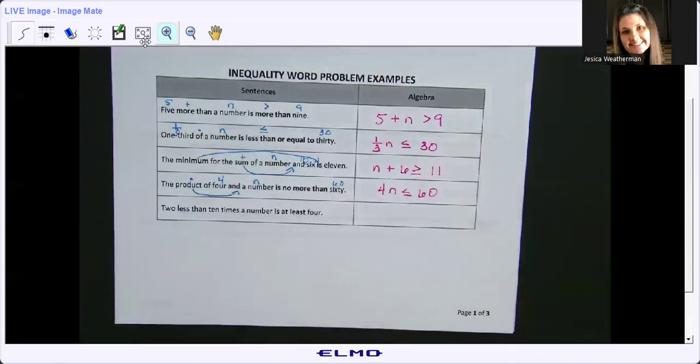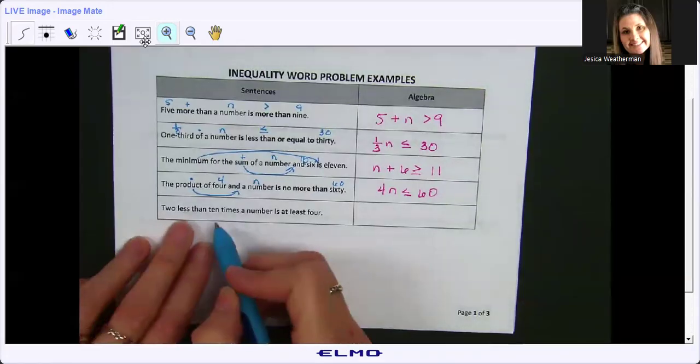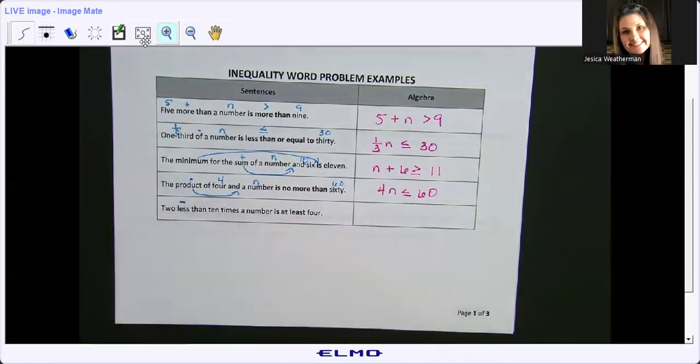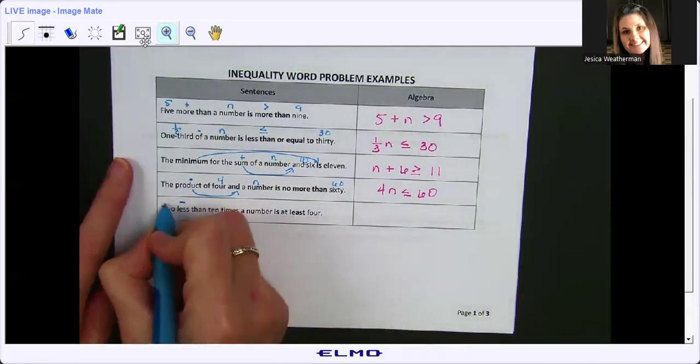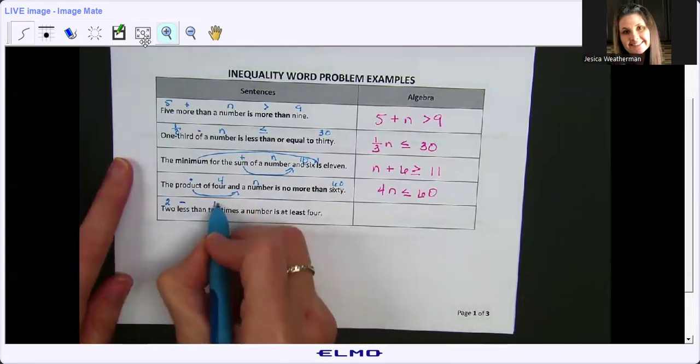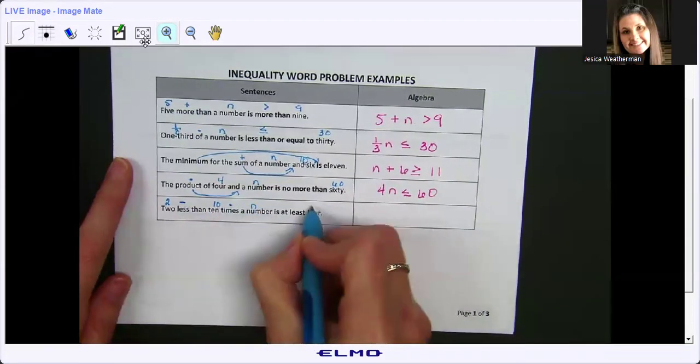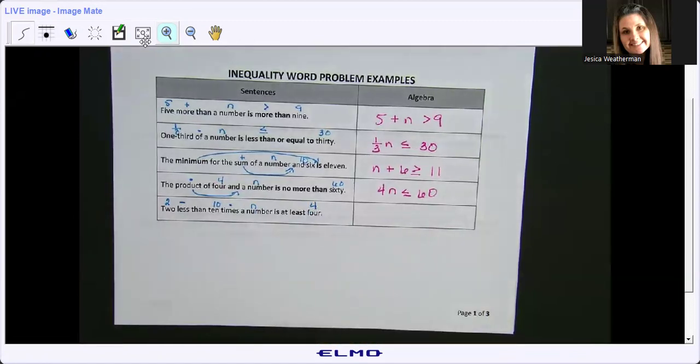All right, last one. 2 less than 10 times the number is at least 4. Okay. So 2 less than is talking about subtraction. 10 times a number and 4. Okay, we're going to have to rearrange some of these symbols. So 2 less than 10 times the number. Do we do 2 minus 10n, or do we do 10n minus 2? We're going back to equations when we have this tricky one here.